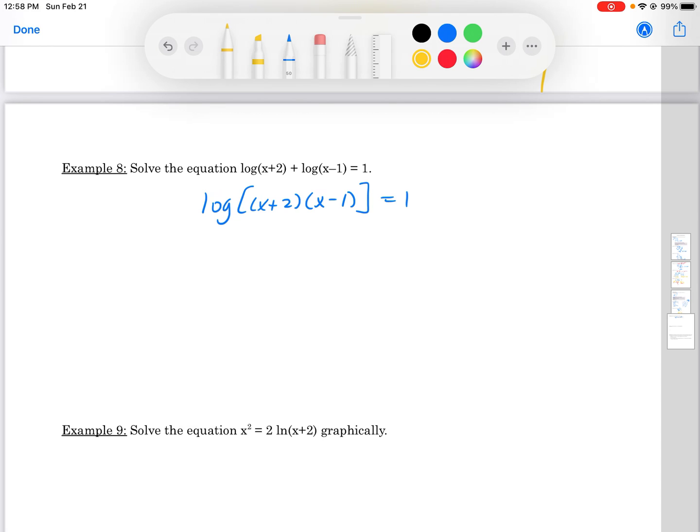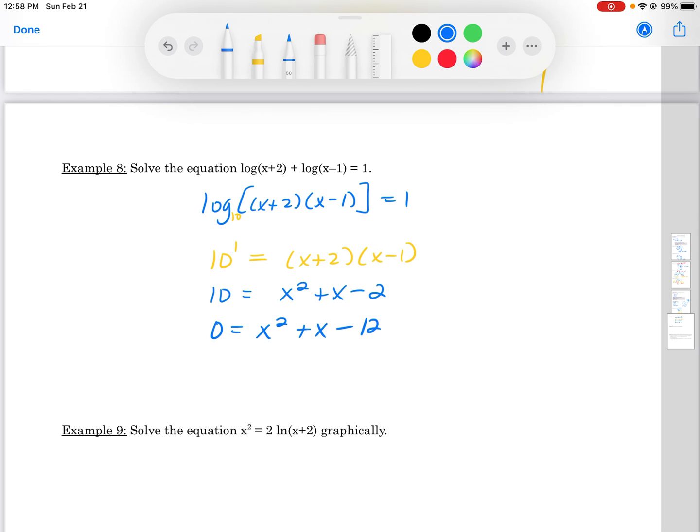And let's rewrite this. Don't forget a hidden 10. So that's 10 to the 1st power is equal to x plus 2 times x minus 1, and it's looking like, yes, we're going to need to FOIL that out. So that's 10 is equal to x squared minus x plus 2x, so plus 1x minus 2. And let's make this say equals 0. So we'll subtract the 10. So 0 equals x squared plus x minus 12.